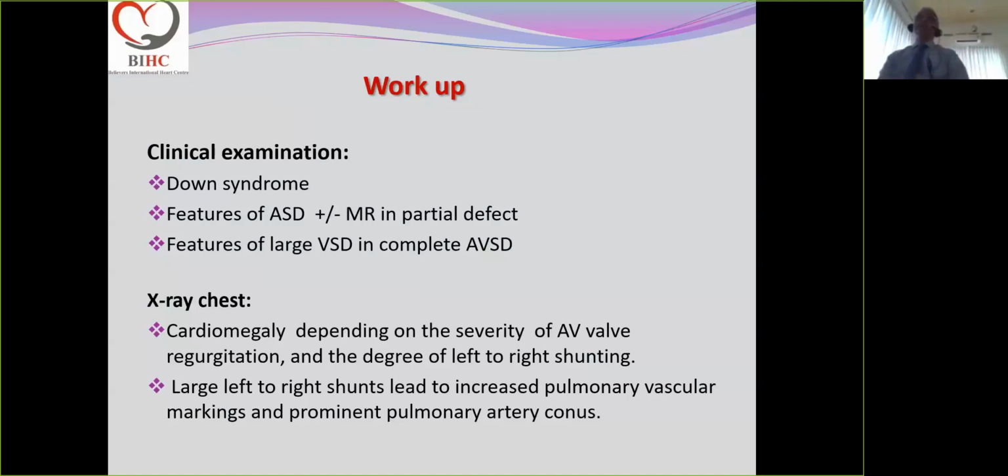Disproportionate pulmonary arterial hypertension is likely. And the chest X-ray would show cardiomegaly depending on the size of the VSD and the degree of AV valve regurgitation, and increased pulmonary vascular markings and prominent pulmonary artery conus, as you would expect in a patient with a large VSD.